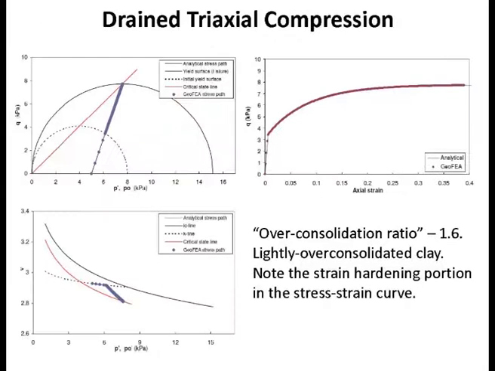Basically, essentially, this is how it looks like. Now, this is a drained triaxial compression with an over-consolidation ratio of 1.6. The sample starts with the U locus here, but the starting point is over here, okay? So if you take this divided by this, the ratio, which we call the over-consolidation ratio, is 1.6, all right?